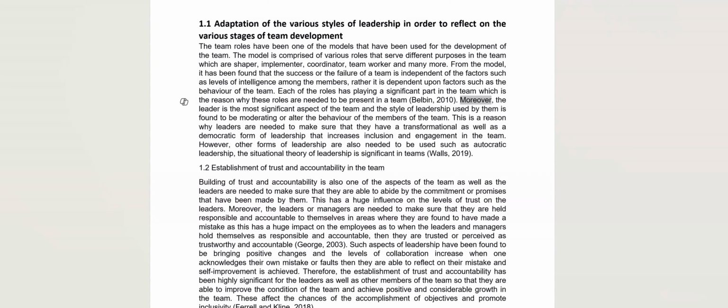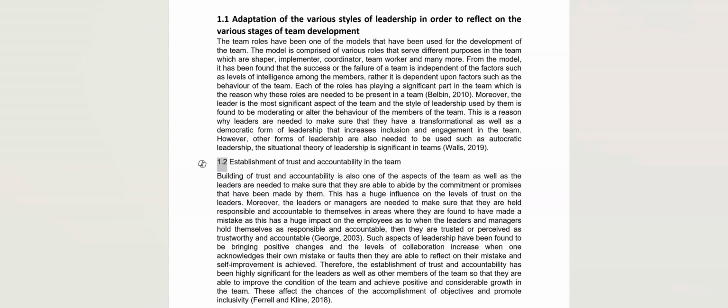Belbin, 2010. Moreover, the leader is the most significant aspect of the team, and the style of leadership used by them is found to moderate or alter the behavior of the members of the team. This is a reason why leaders need to make sure that they have a transformational as well as a democratic form of leadership that increases inclusion and engagement in the team. However, other forms of leadership also need to be used, such as autocratic leadership. The situational theory of leadership is significant in teams. Walls, 2019.